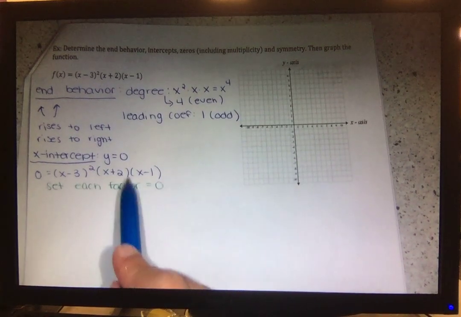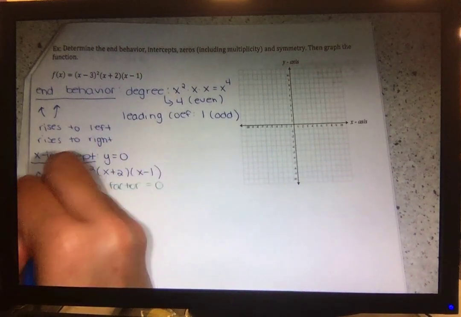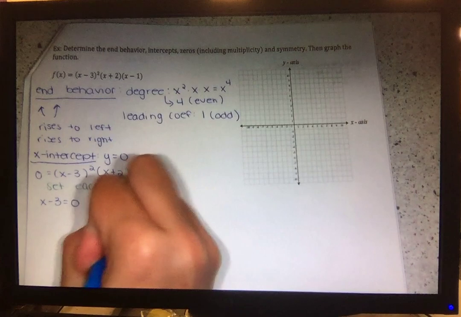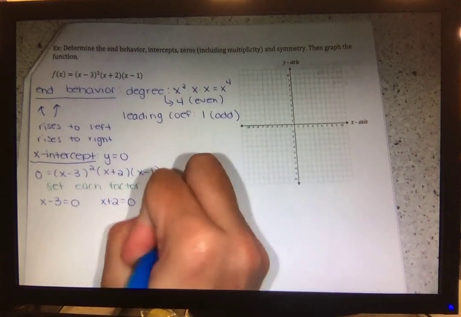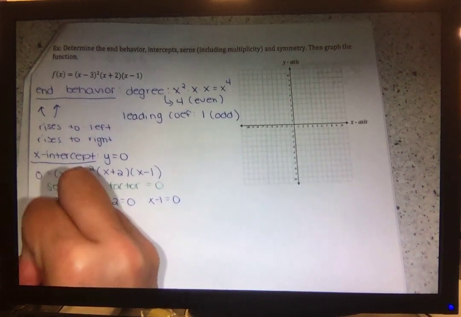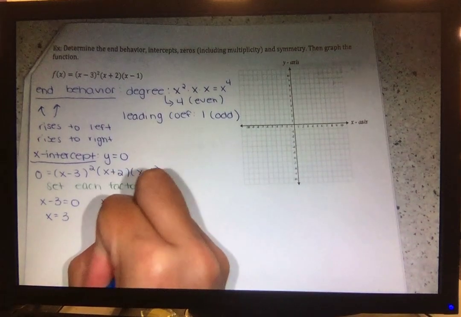Every time I see equals 0, it looks like an emoji. Like an old emoji. So x minus 3 equals 0, x plus 2 equals 0, and x minus 1 equals 0. Was it even called an emoji back then? Oh, it was called a face? Okay, fine. Yeah, smiley or something. Yeah, I know. Once you see it, it's always there. Sorry.